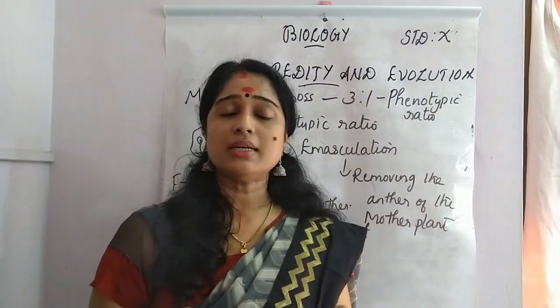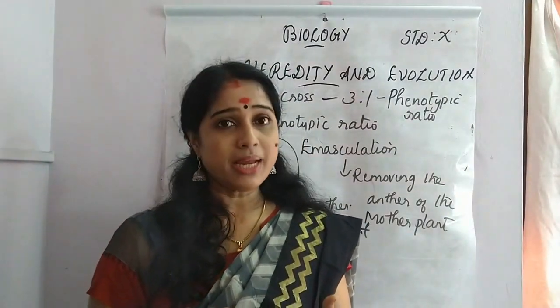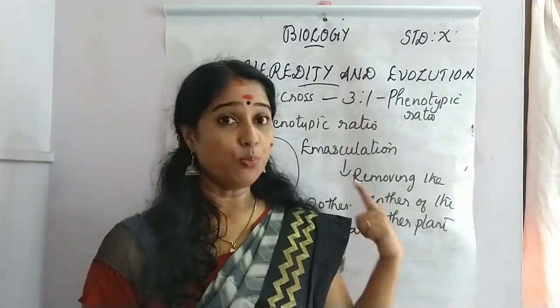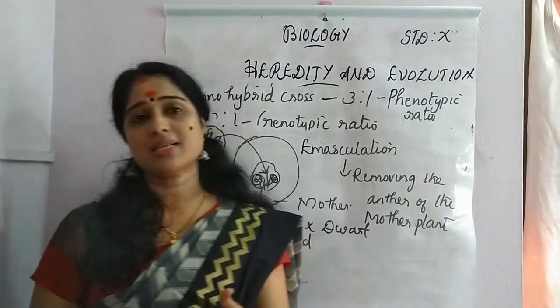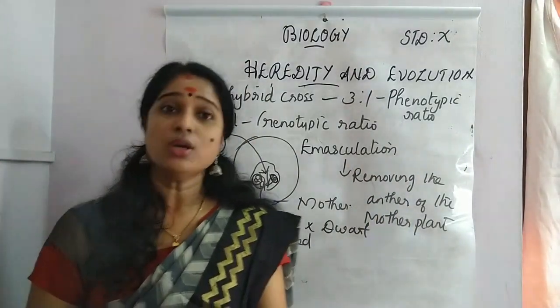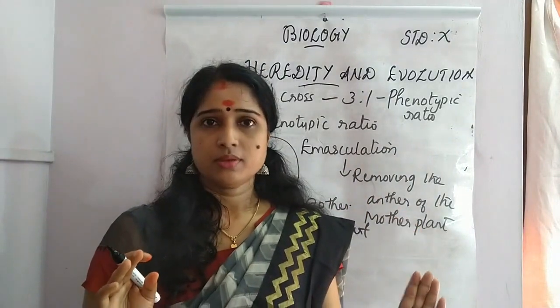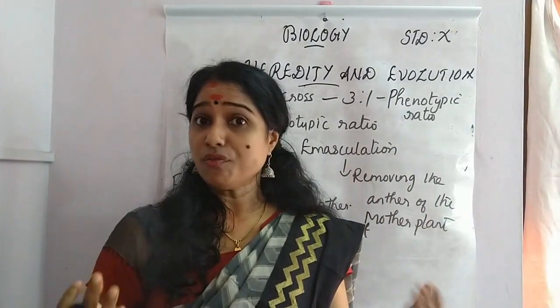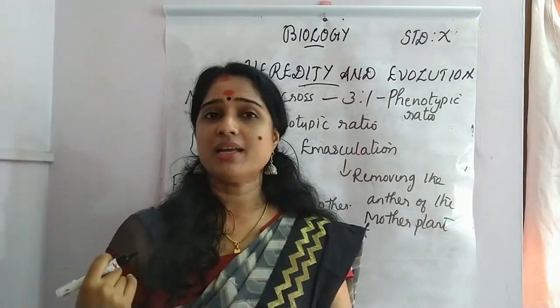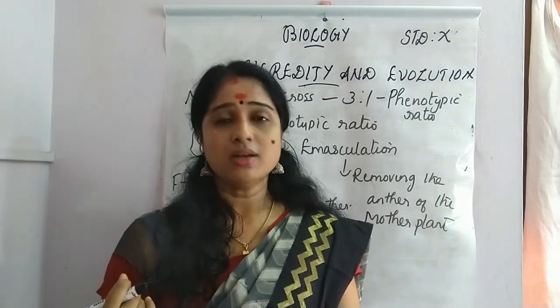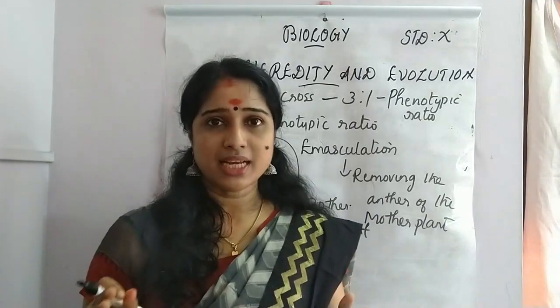One more cross is there, that is the dihybrid cross. That means Mendel selected two pairs of characteristics. Today we discussed the monohybrid cross. Next class we are going to discuss the dihybrid cross ratio. Before that, you should be thorough with this monohybrid cross. If any doubt is there, you are free to clarify your doubt through WhatsApp, or you are free to call me also, dear children. Otherwise, you will not understand the second cross.